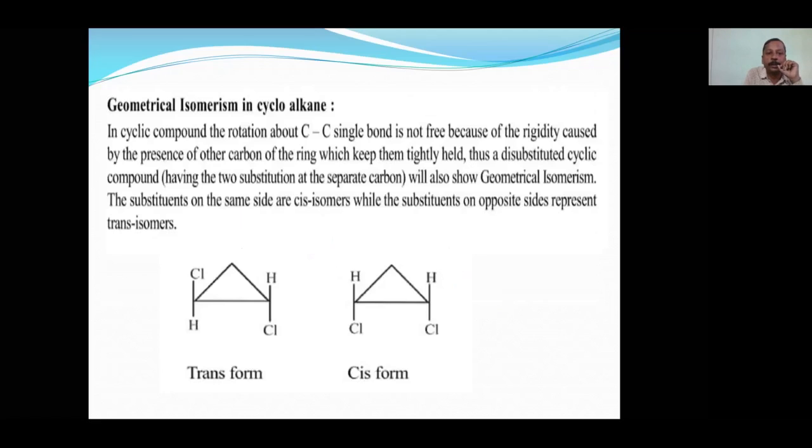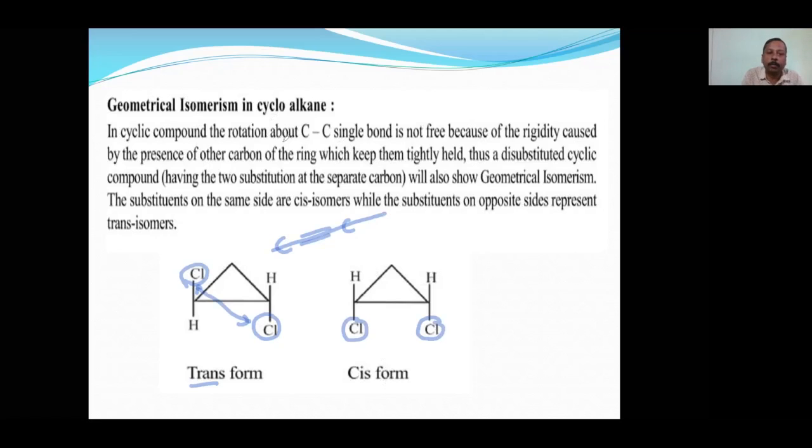Geometrical isomerism in cycloalkanes. As of now, we have studied geometrical isomerism only in multiple bonds, double bonded chains. Cycloalkane is very simple. The ring plane is taken as the reference; up to now we used the double bond plane. Here, with respect to the triangular plane, if chlorine is on the opposite side, it will be trans. Same side, it will be cis.